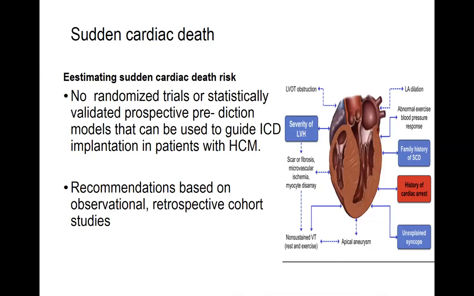This is the guideline for that. Sudden cardiac death: no randomized trial or statistically validated prospective prediction models can be used to guide ICD implantation in patients with HOCM. Recommendations are based on observational and retrospective cohorts. If the patient has LVOT obstruction, severity of the LVH, family history of sudden cardiac death, history of cardiac arrest, or unexplained syncope, these are all indications to go for ICD.